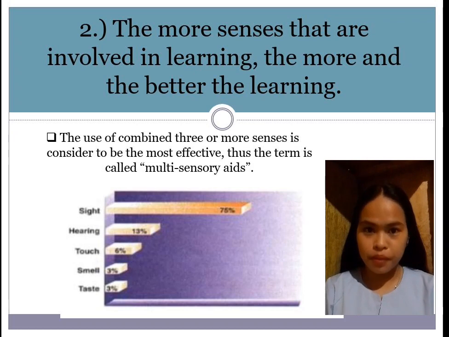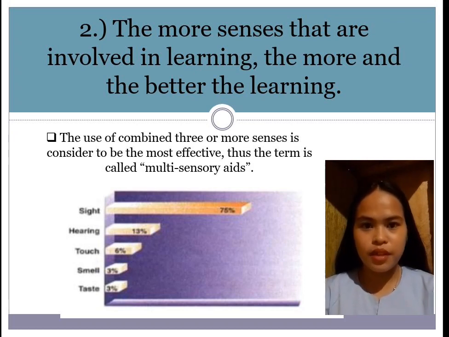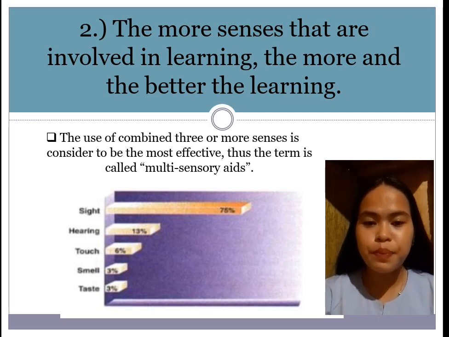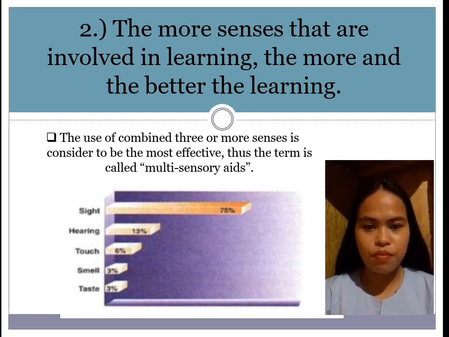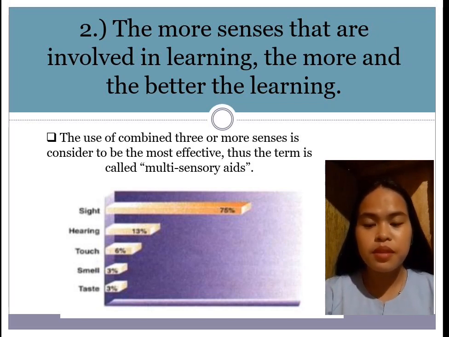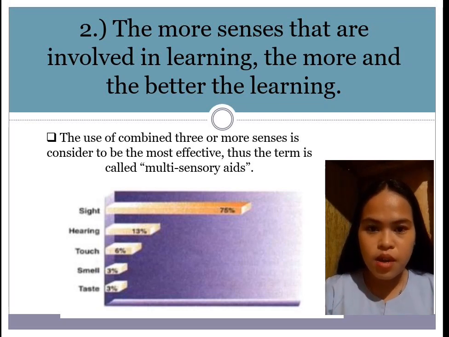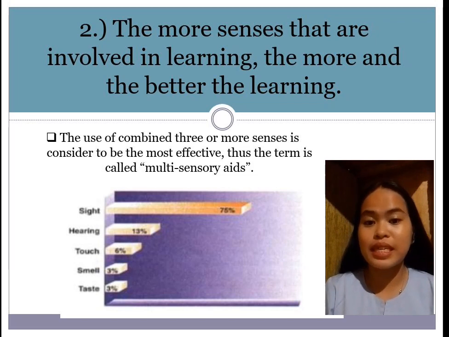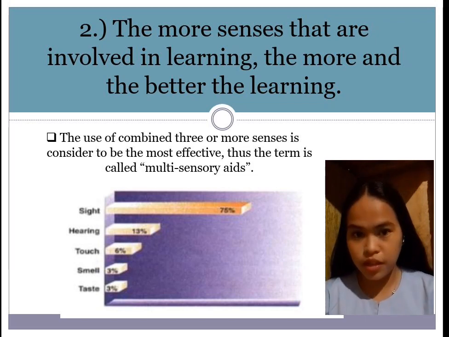In the second principle, you also need to consider that the more senses that are involved in learning, the better the learning. This principle highlights that the use of a combination of three or more senses is considered to be the most effective. Thus, the term multisensory aids, which means that what is seen and heard is learned more than what is just seen or just heard.